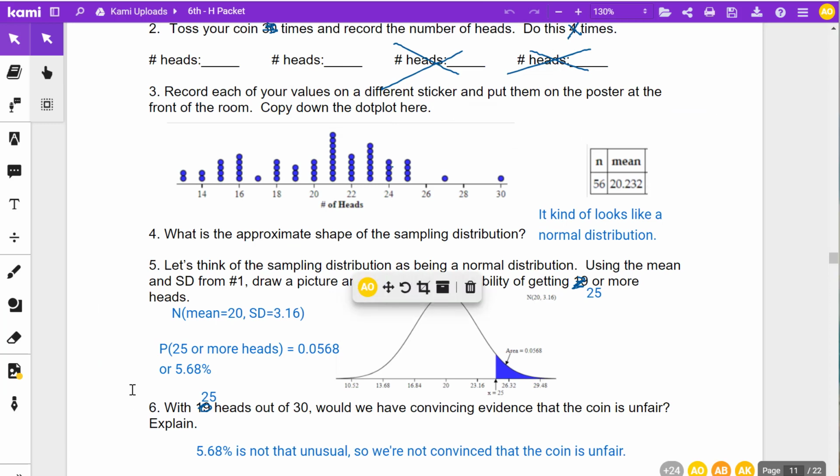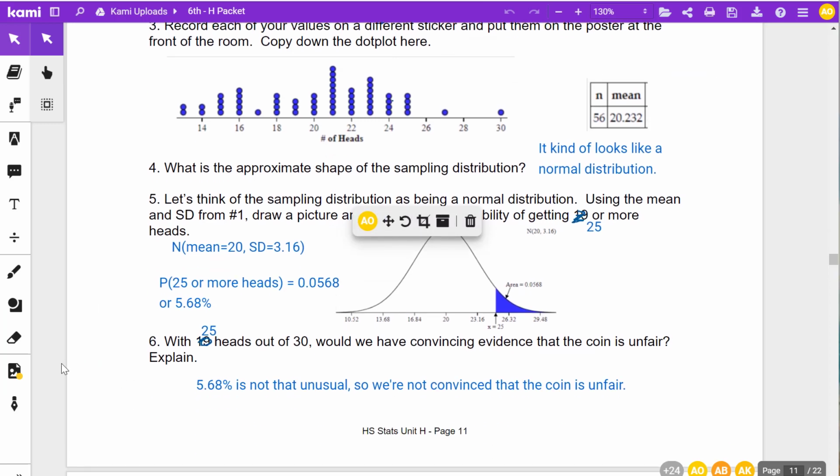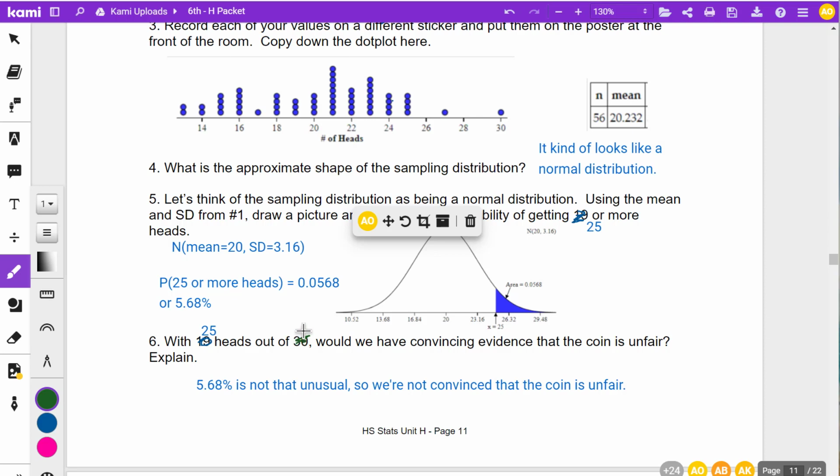Okay, so with 25 heads out of 30, would we have convincing evidence that the coin is unfair? Well, we're trying to introduce you to an idea that we're going to be doing later when we do hypothesis tests. There's a claim. In theory, the coin should be 50-50. So we should normally get 20. And by the way, this should be 40 here out of 40 because I changed the numbers. So if you see this video in a later year and the handout looks different, it's because I fixed it.